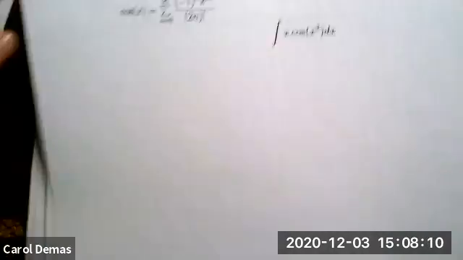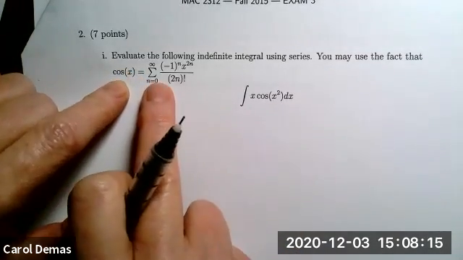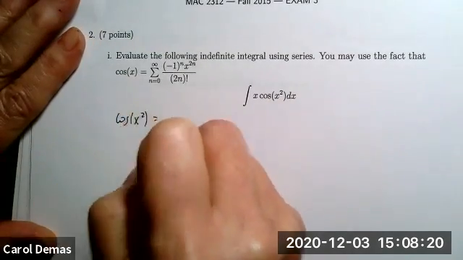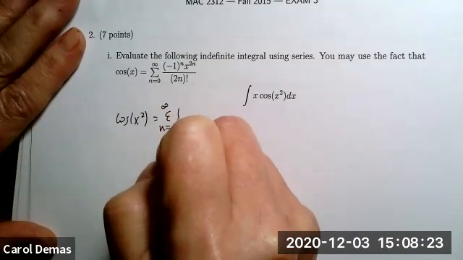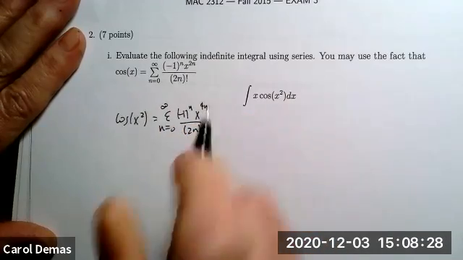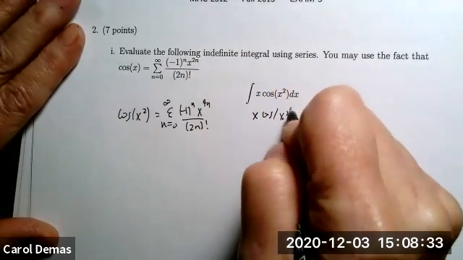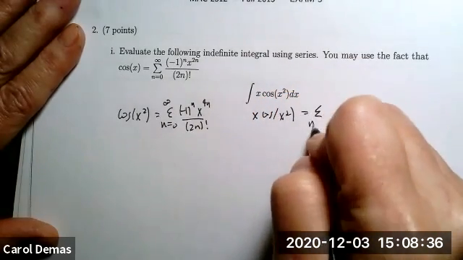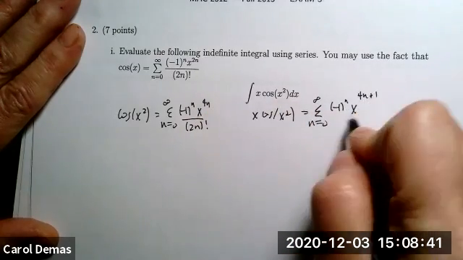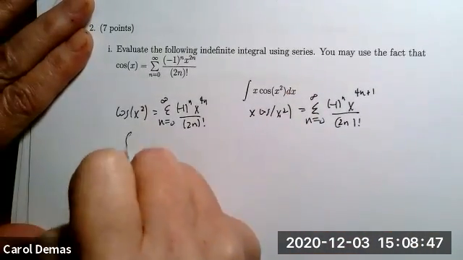Okay, how about this one? We want to evaluate this integral using the series for cosine. We've got cosine x squared, so we'll have the sum from n equals 0 to infinity of negative 1 to the n, x to the 4n over 2n factorial. And now we want to put an x in front of it. We can accomplish that by just adding 1 up here: x to the 4n plus 1 over 2n factorial. And now we're ready to integrate it.